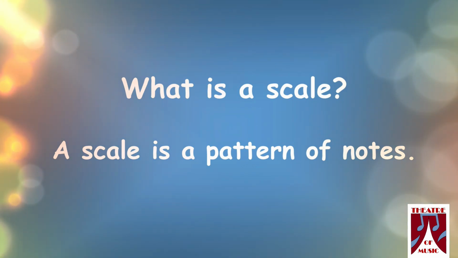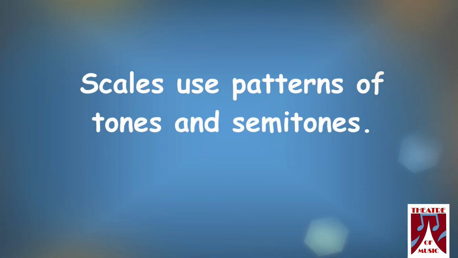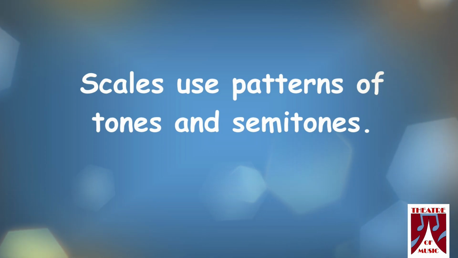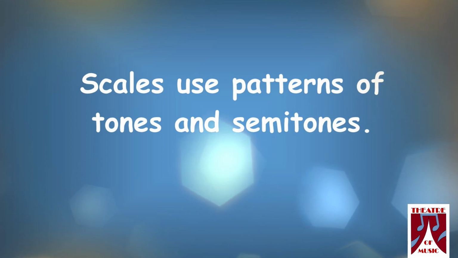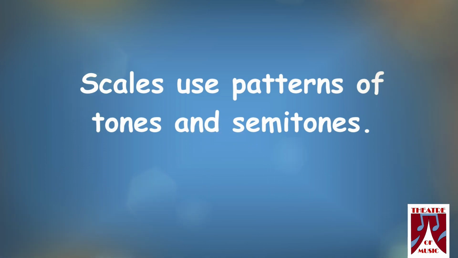So, what is a scale? A scale is a pattern of notes. There are all different types of scales, but major and minor scales are the most commonly used in Western music, and we're going to concentrate on the C major scale today. That means that the scale begins on the note C. Scales use patterns of tones and semitones. A tone is a movement of two notes, and a semitone is a movement of one note.